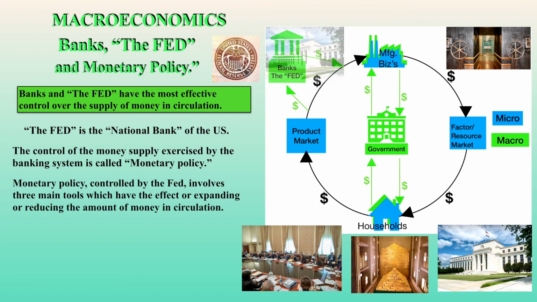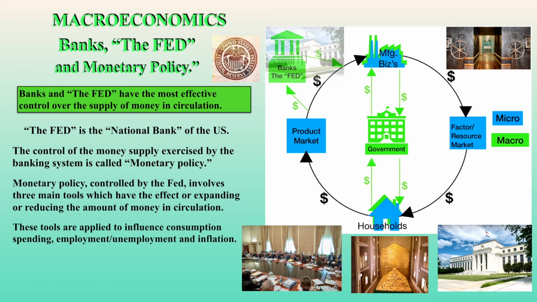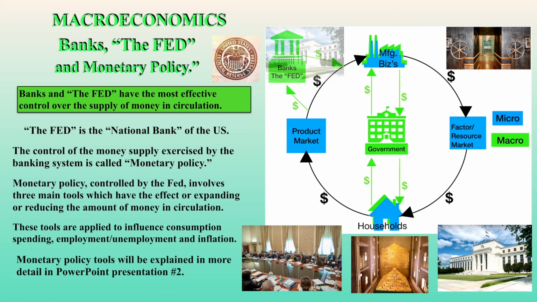These tools are, in brief, and we'll cover them in more detail later: controlling interest rates, called the discount rate; controlling the reserve requirements necessary for banks in terms of how much money they have to have in their reserves; and open market operations, which refers to the buying and selling of bonds. These tools are applied to influence consumption, spending, employment, unemployment, and inflation. Monetary policy will be explained in more detail in PowerPoint presentation number 2.